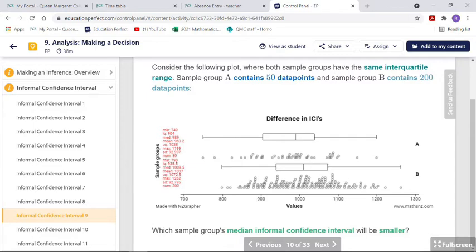So here we go. We have 2. Set A contains 50 data points. Set B contains 200 data points. Which one will have the smaller ICI? A or B? B. Why? B is correct.